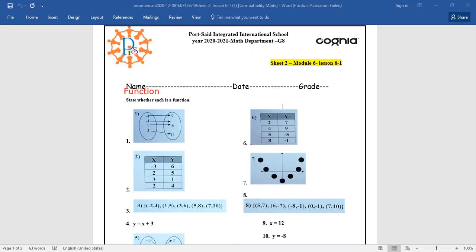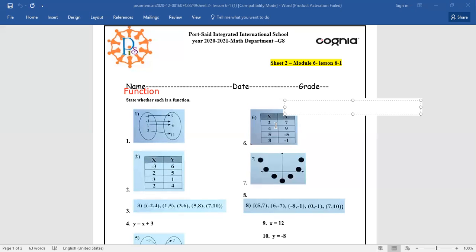Okay, let's move to the next question. Next question, we have a table, right? 2 and 7. Once you have a table or you have a mapping diagram, you have to look at the domain. If each element on the domain is connected only one time and we didn't escape any element, then it will be a function. If we repeat 1, 2 times, 3 times, and more, then it will not be a function.